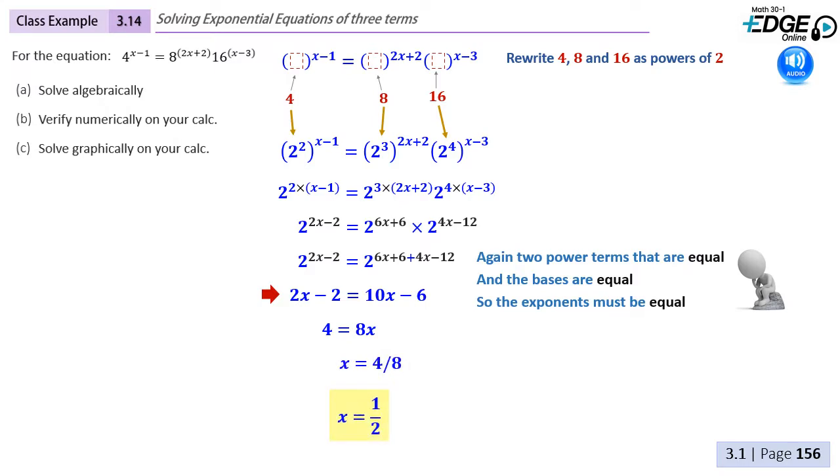When we multiply two powers with the same base, we must add their exponents. And so we add 6x plus 6 and 4x minus 12 to get 10x minus 6. At this point, we have 2 to the power of 2x minus 2 on the left and 2 to the power of 10x minus 6 on the right. And since the two powers are equal, we can say that the exponents must be equal. We then write 2x minus 2 equal to 10x minus 6 and proceed to solve for x. We find our answer of x equals 1/2.